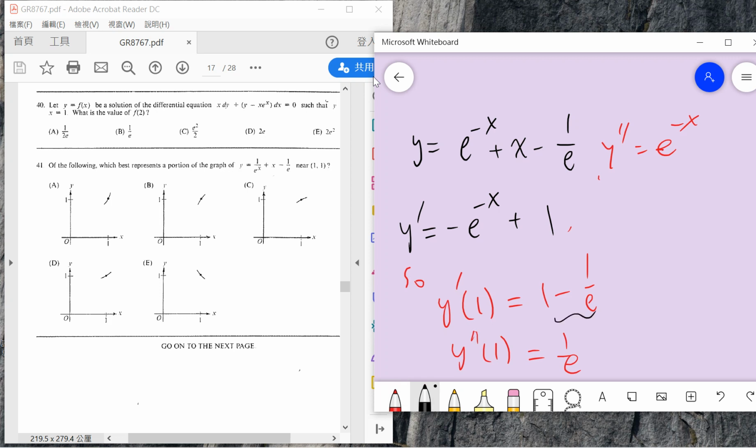So it tells you that the slope is smaller than 1, and the function is upward. So the first one, the slope is greater than 1, so A is not okay. For B, it's downward, not okay. C is downward. D is slightly upward, and the slope is smaller than 1, so D might be the choice. And E, the slope for E is negative, which is not okay. So the answer should be D.